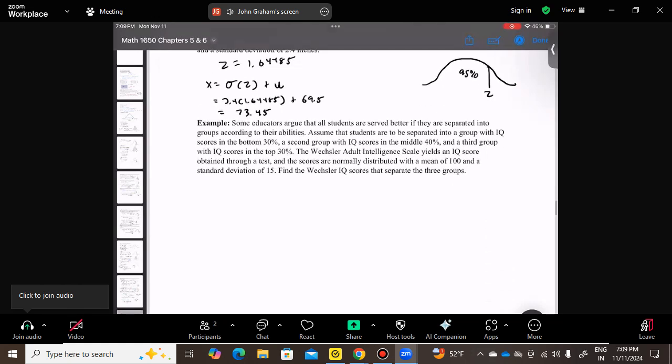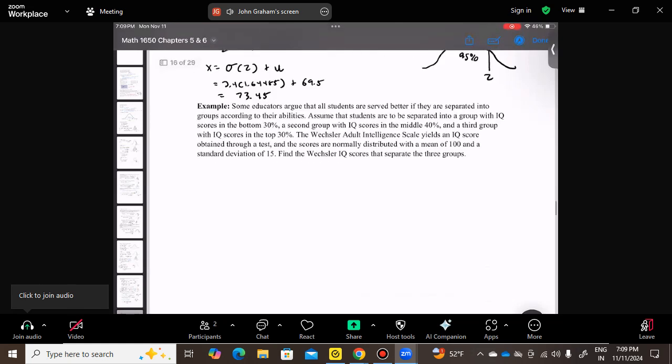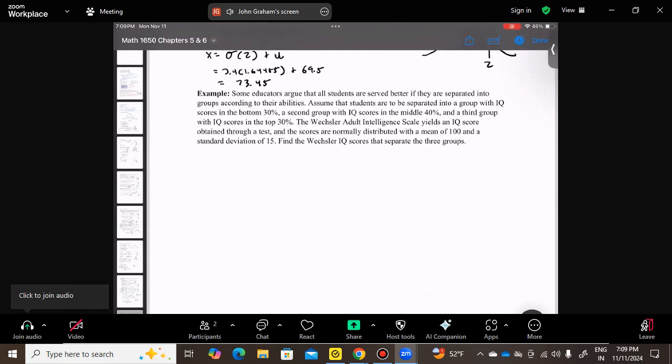So one last problem. Some educators argue that all students are served better if they are separated into groups according to their abilities. Assume that students are to be separated into a group with IQ scores in the bottom 30%, the second group in the middle 40%, and a third group in the top 30%. We want to know what IQ scores will separate these groups, given a mean of 100 and a standard deviation of 15. Right, so we'll do this twice here.